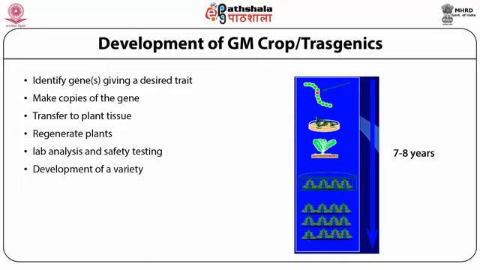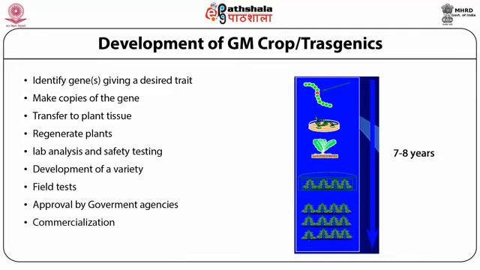And these confirmed transgenic plants can be taken to field tests, and if they are safe, are subject to several different regulations. And finally, if the government approves, the plant or crop can be commercialized. And after commercialization, when it is planted in the farmer's field, it will still be continuously monitored for efficacy and safety. This whole process takes about 7 to 8 years.